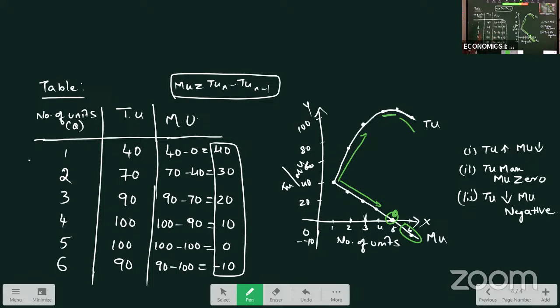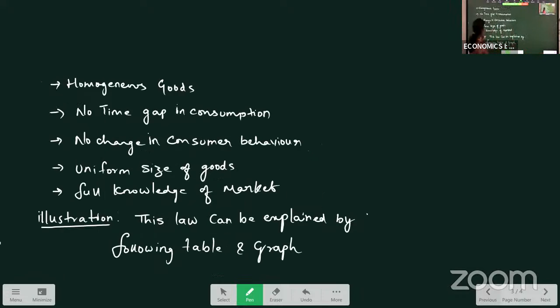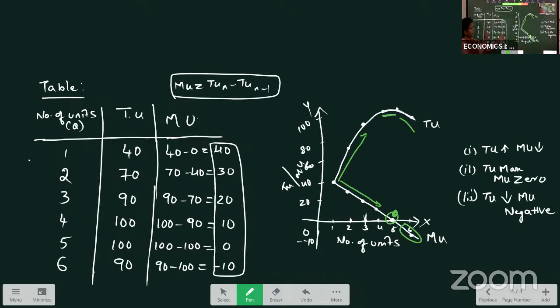Is it clear? After the assumptions, you will write down the illustration, means you will do the explanation. In this explanation, you will write about the table and the graph, side by side. For the table: as the quantity increases, when 5 units are taken, 100 is the total utility and marginal utility is 0. When the sixth unit is consumed, total utility decreases to 90, and marginal utility becomes negative.